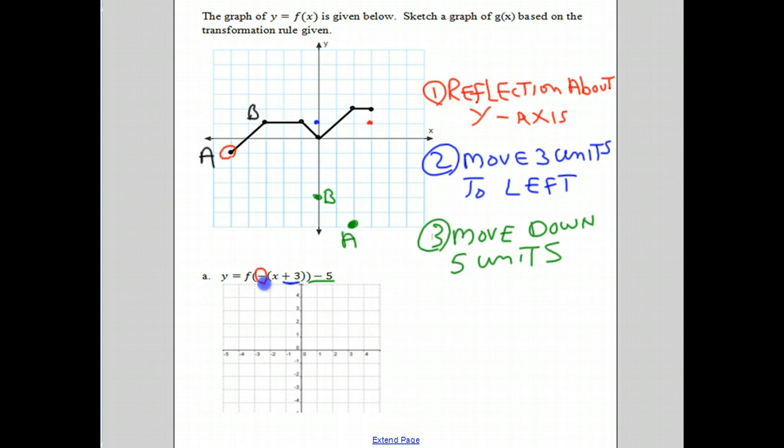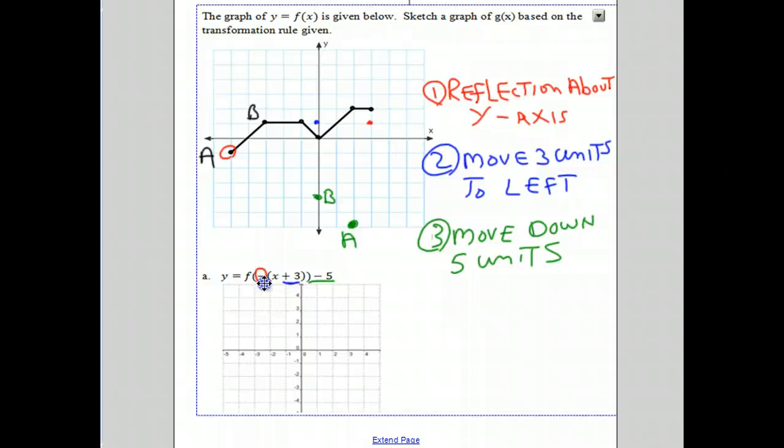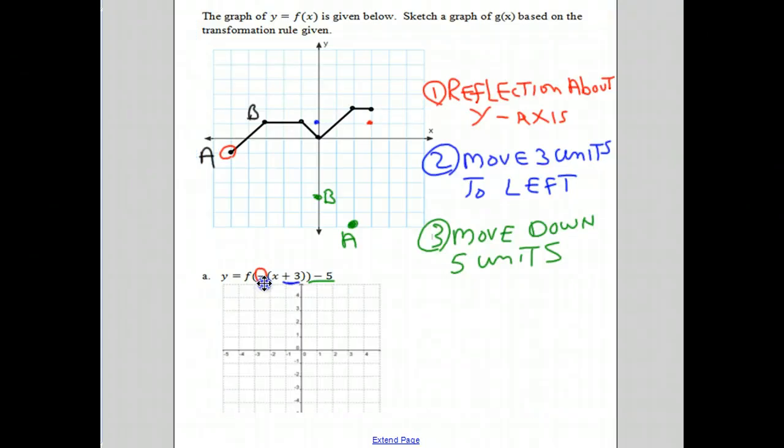And we will erase the intermediate points. But before we do that, just remember, the negative sign in the parentheses, the red, indicates reflecting about the y-axis. So this point B moved to the red point. And then it moved 3 units to the left, which moves to the blue point. And finally, it moves down 5 units, which moves to finally point B. So reflection, move, move. Let's erase the intermediate points.